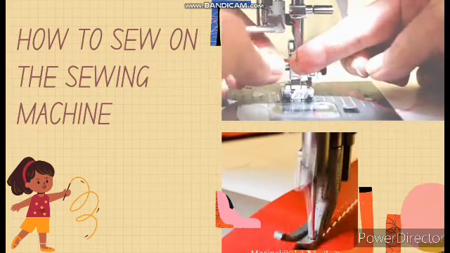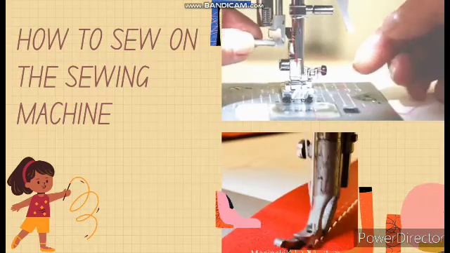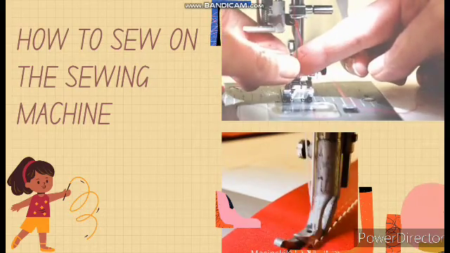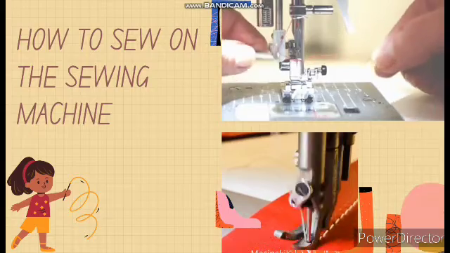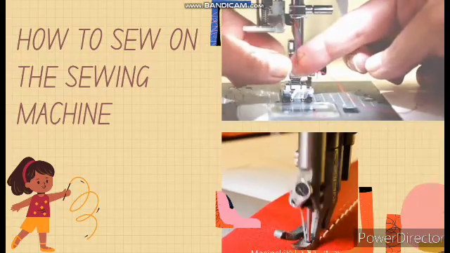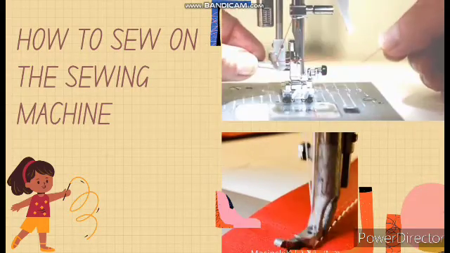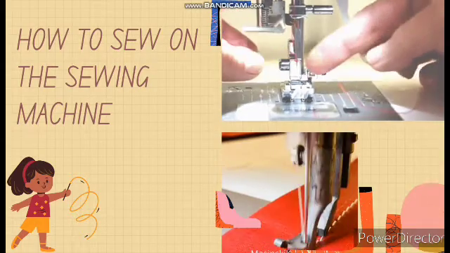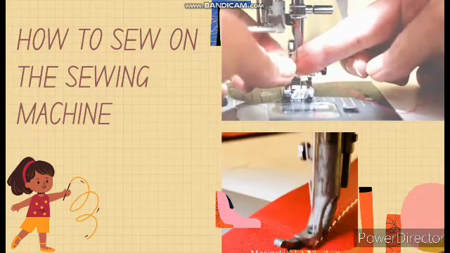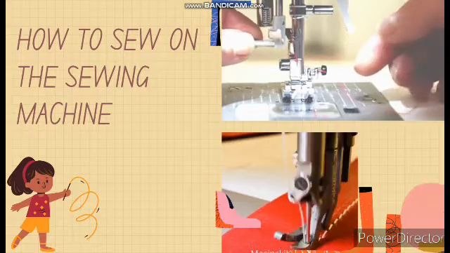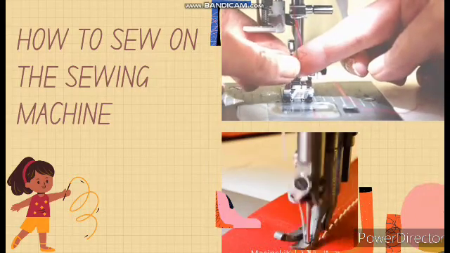Now, you make use of your spool pin to thread on, because you are going to place the spool of thread on the spool pin. You pass through the thread guide before the tension disc. So that is how you pass the needle, through the needle eye, and to the back through the space between the presser foot.